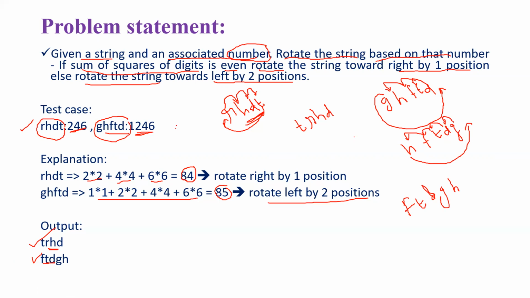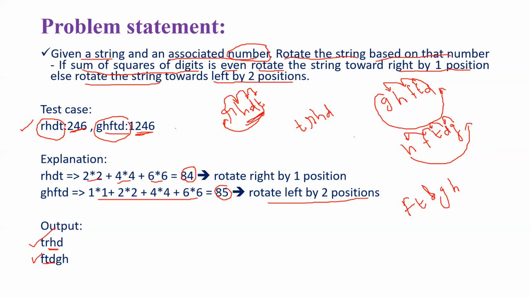Now let's look at how to do the right shift and left shift in a programmatical manner. See, the test case here is RHDT, right? I need to perform right shift. If I perform right shift, what is happening? This will come here and the remaining will shift one position, right? Which means you will get the output as T RHD.